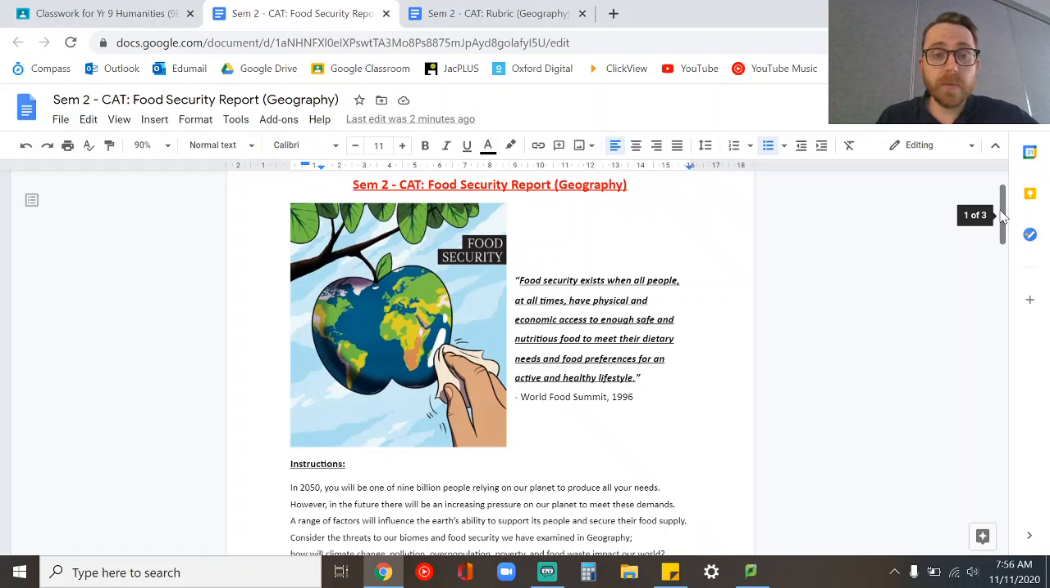This lesson we are going to be looking at our food security CAT, the final assessment for 2020, very long year, I know, but we're looking at food security levels in a specific nation. Each group of 2 to 4 students will select one country of the world. They'll be looking at food security levels, causes, concerns, and brainstorming a few solutions.